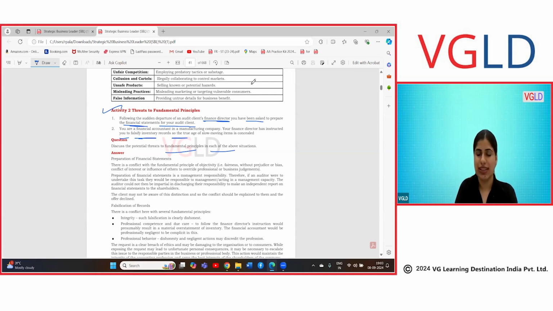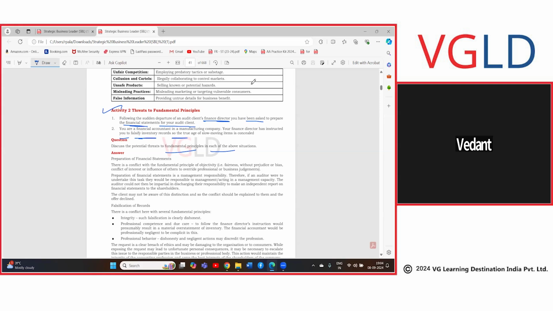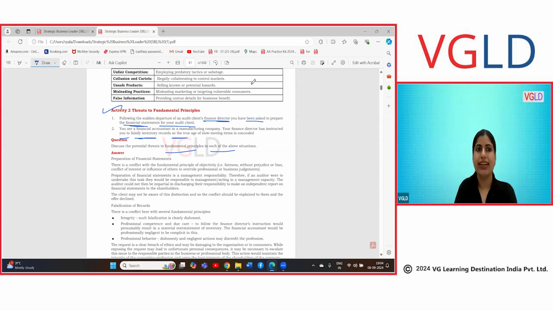Next situation. Integrity could also be threatened here, no, because we are not being honest here. Yes, correct. Yes, Astha, independence, ethical independence is correct. We are just discussing ethics only, Astha. Yes, next.